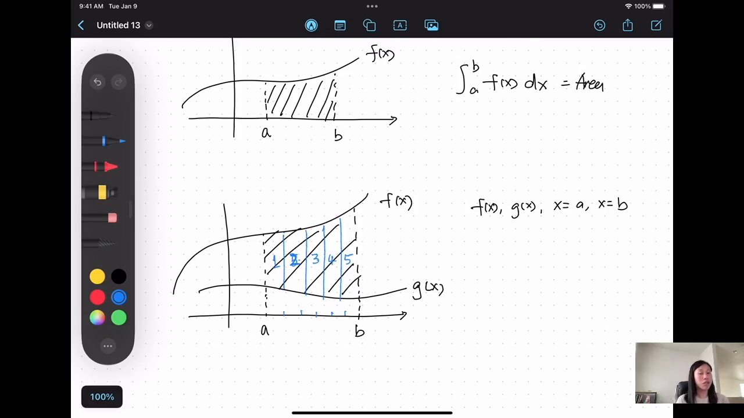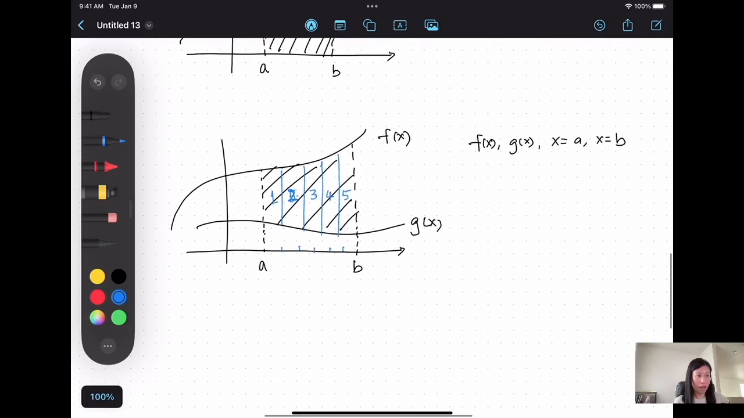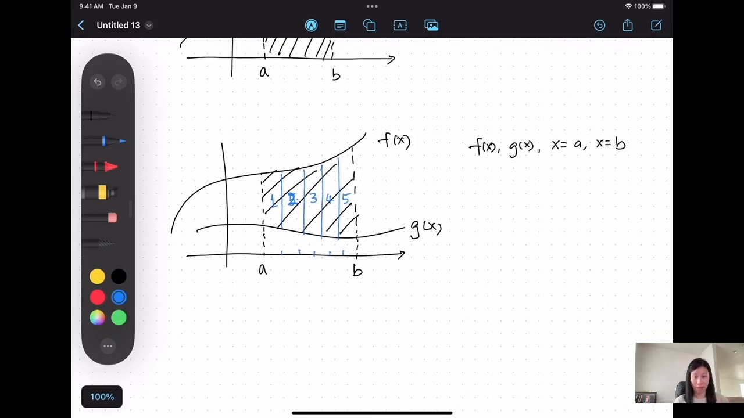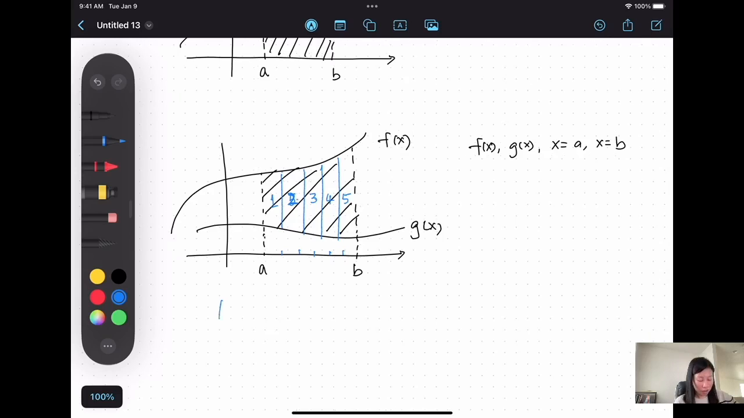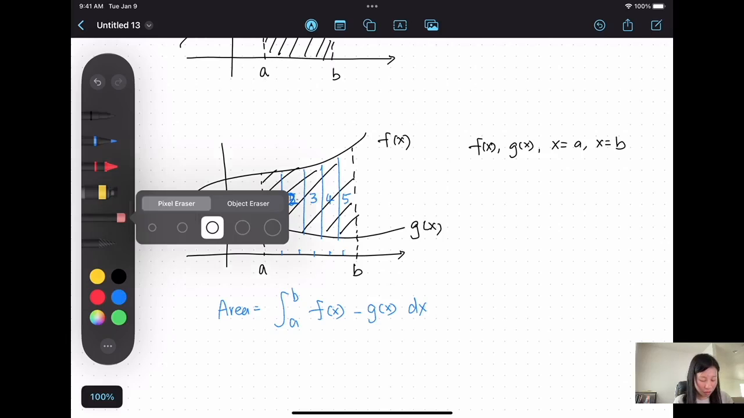But how do we do it with an integral? When it comes to the integral, the area between two curves f(x) and g(x), where f(x) is above g(x) for all x, is going to be from a to b. We use the area of f(x) bounded by the x-axis, subtract the area of g(x), dx.